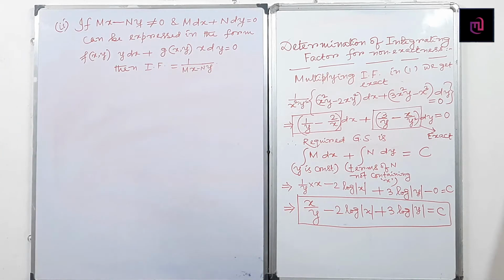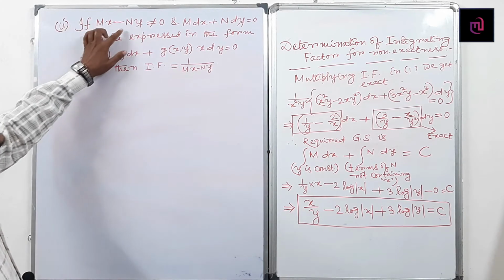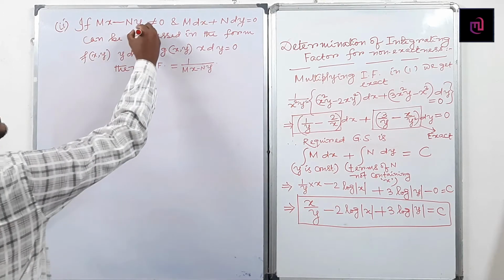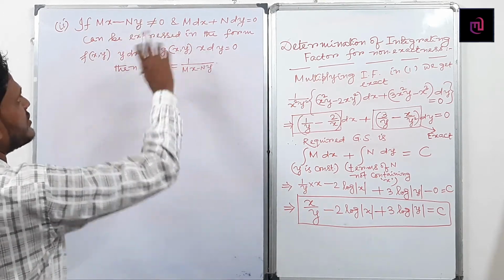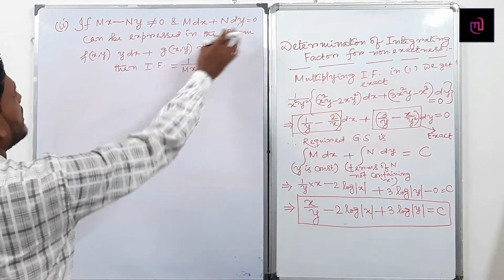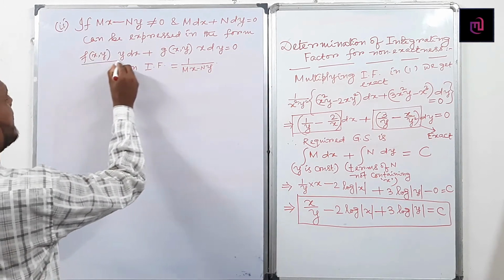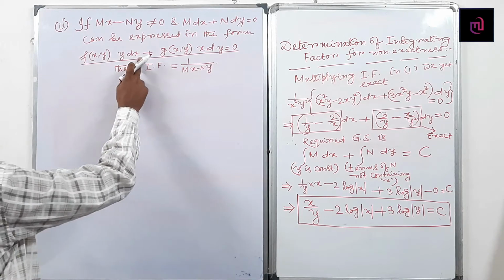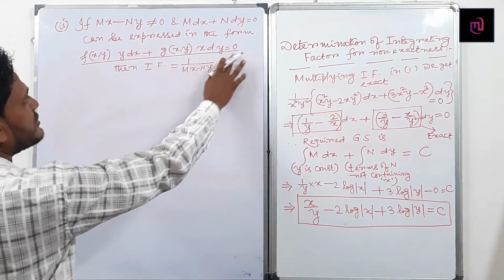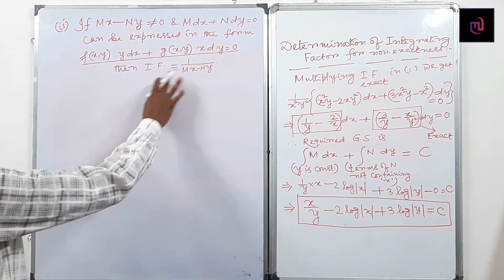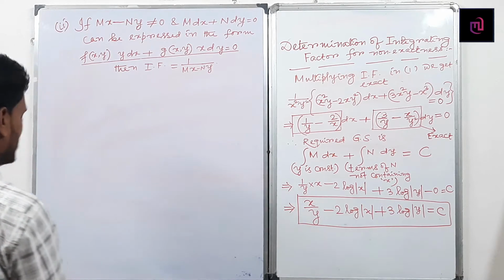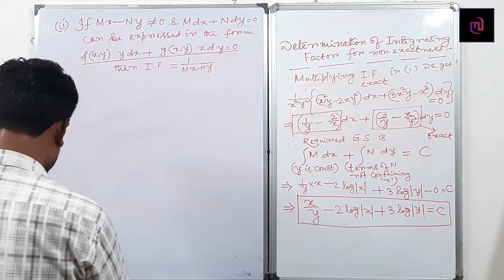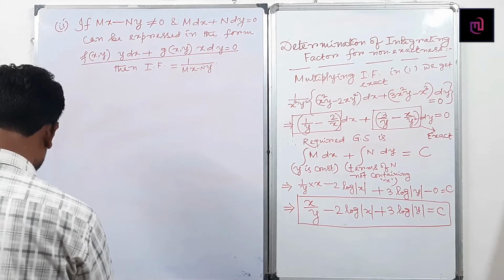What have I written here? If mx minus ny not equals to 0 and m dx plus n dy equals to 0 can be expressed in this form, function of xy into y dx plus g of xy into x dy equals to 0, then the integrating factor becomes this part. If I take one example, then it is clear.